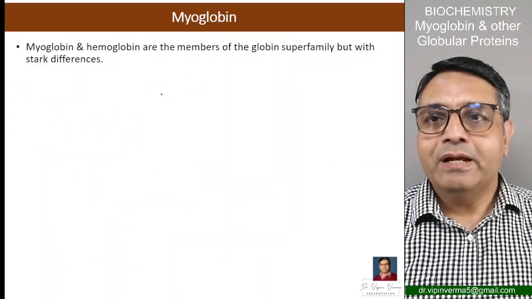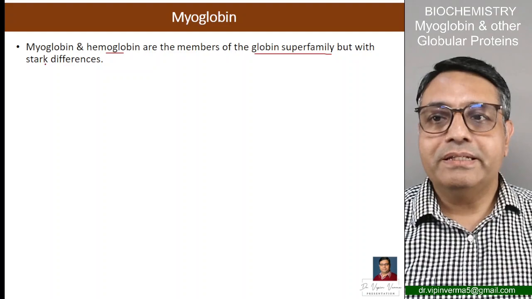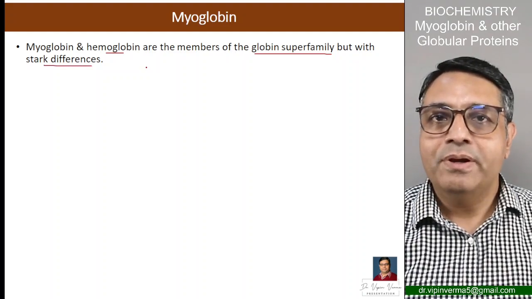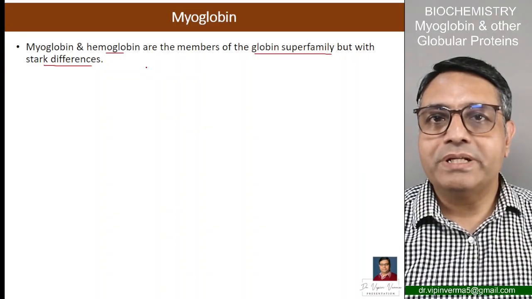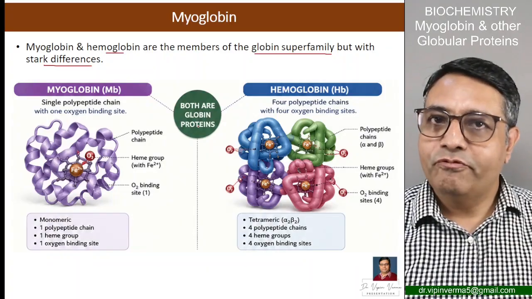Okay. Now, myoglobin and hemoglobin are both members of the globin superfamily, but they have stark differences. So it is very interesting when we compare them together, so that you will have a better idea of how these proteins behave differently. Now both are globin proteins, we know that.